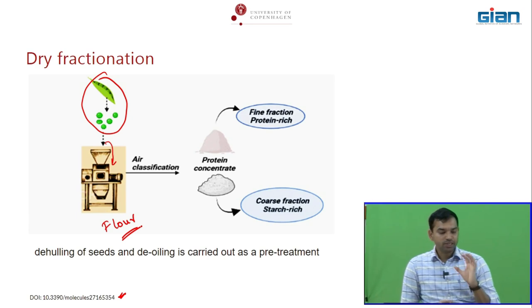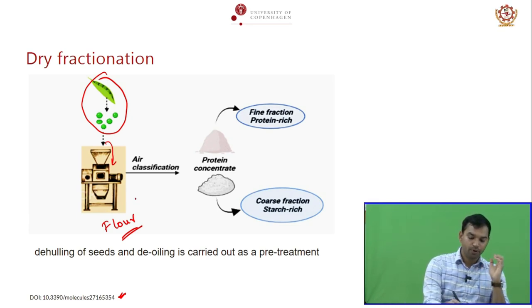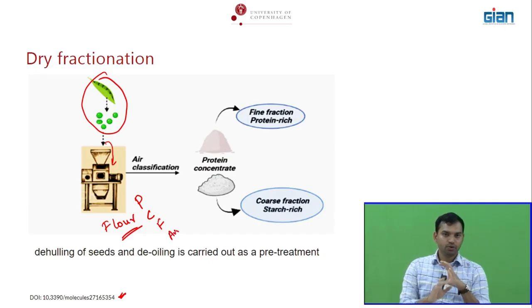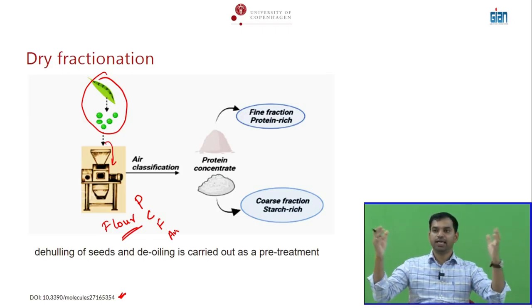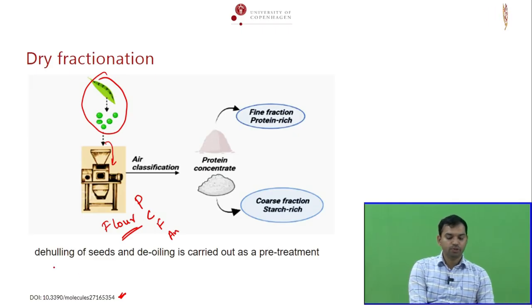Okay? Once you get the flour, it is basically a mixture of proteins, carbohydrates, a small amount of fat, and a lot of other things, anti-nutrients and everything. Do you agree? There's no separation that has taken place here. It's a mixture of everything. Just think about wheat flour. It contains everything.